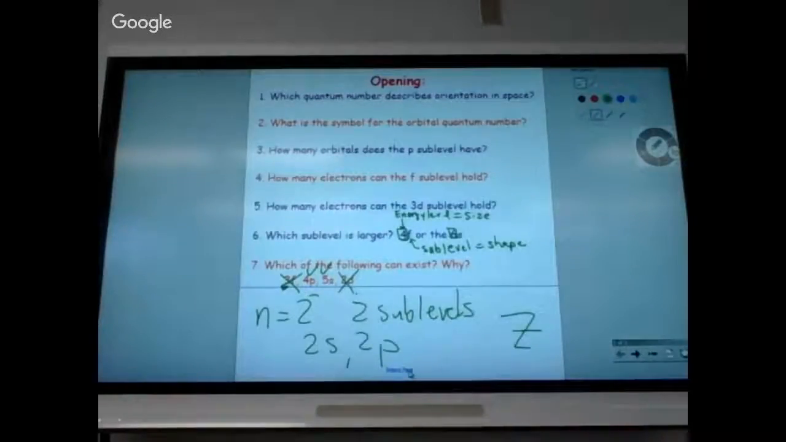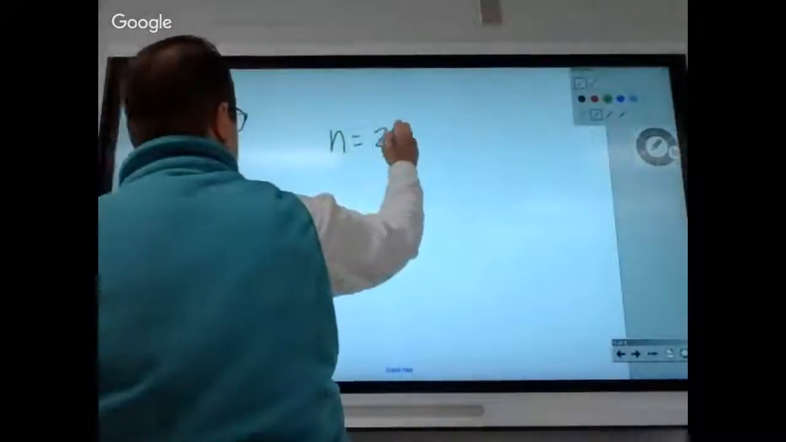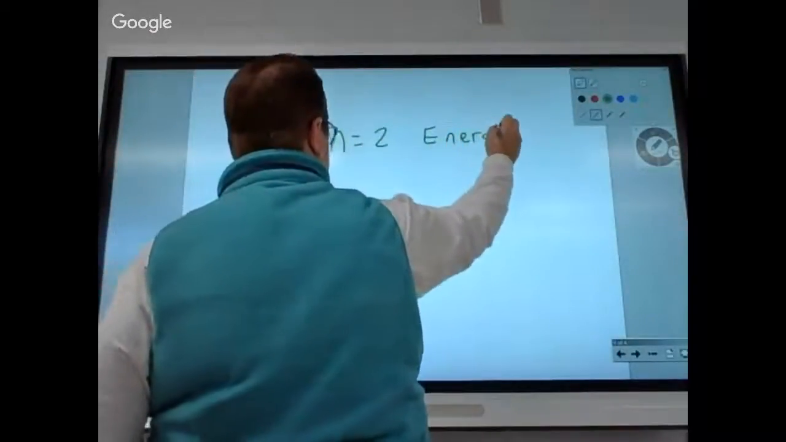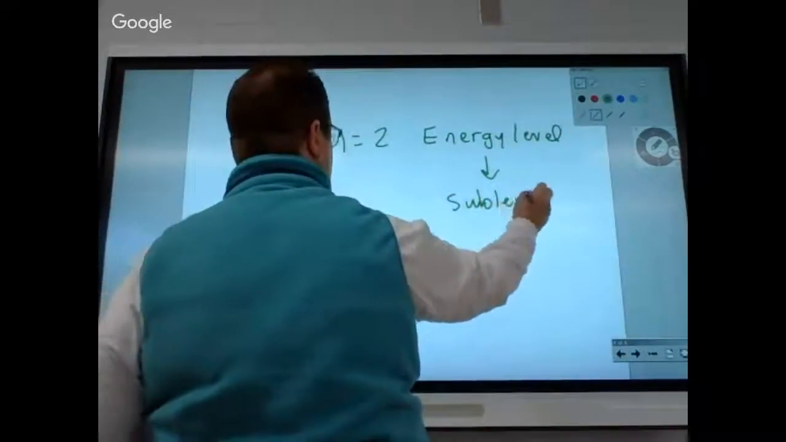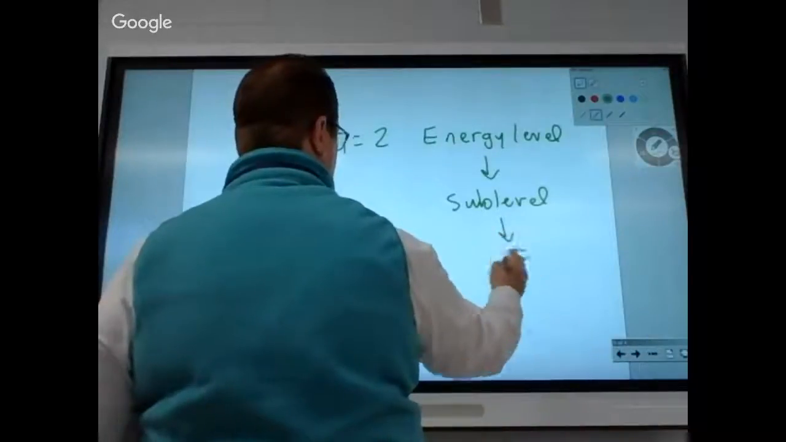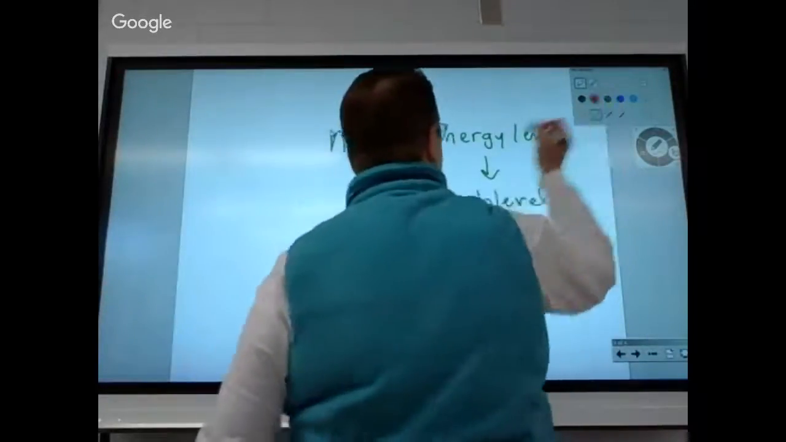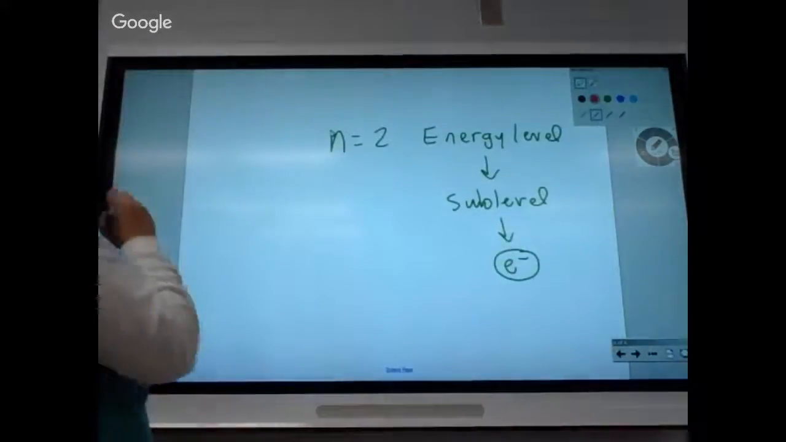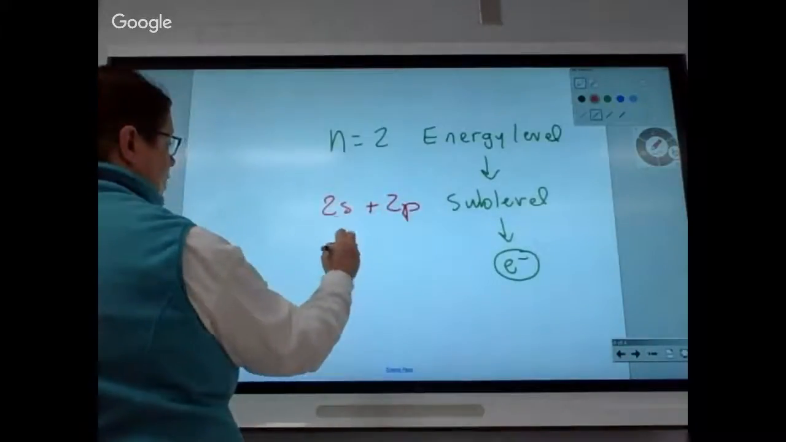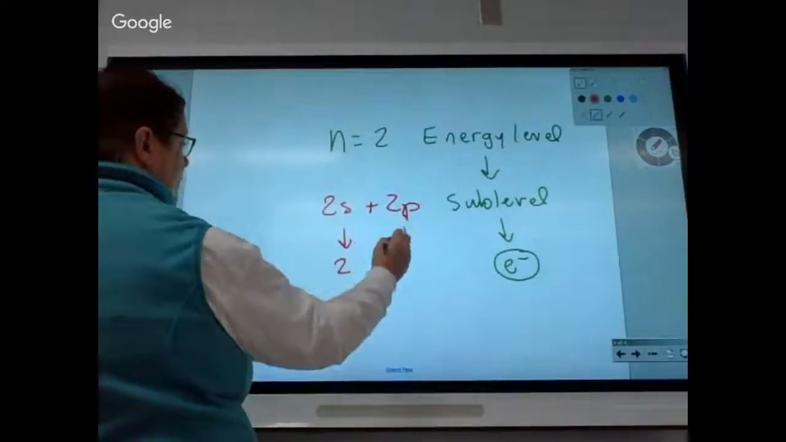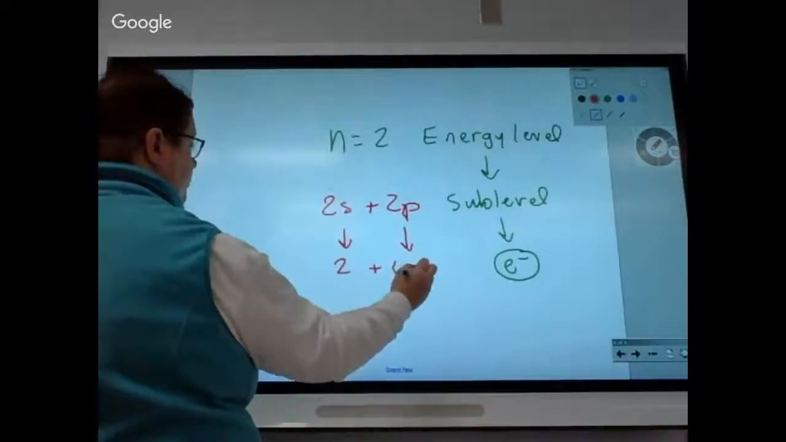This is a whole energy level. Is it 2? Nope. N equals 2 is an energy level. You have to include the sublevels and find the electrons. So if N equals 2, how many sublevels are there? Okay, what are their names? 2s. So how many electrons are in S? How many are in P? So how many do we have total? 8.